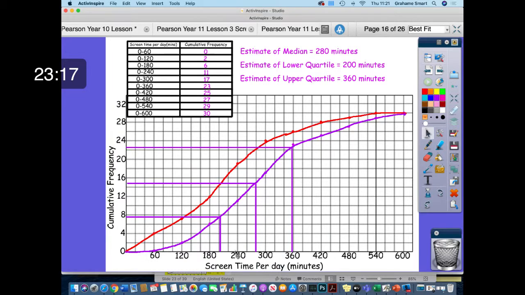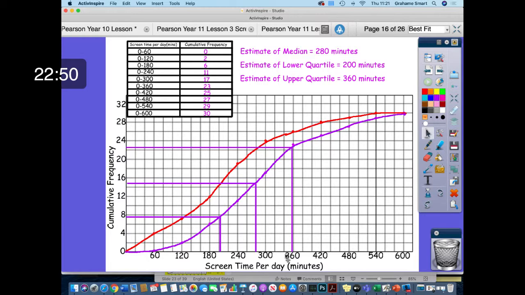Yeah, 280, 240, 260, 280. Yep, just checking my answers as I go. 7.5, that purple line going across there, and you probably say 200 minutes, maybe just over 200 minutes looking at that line, but I've gone with 200 minutes as it's an estimate. And upper quartile 22.5, horizontal line going across there, and then going down, your 360 minutes.